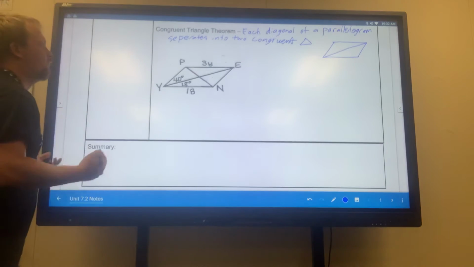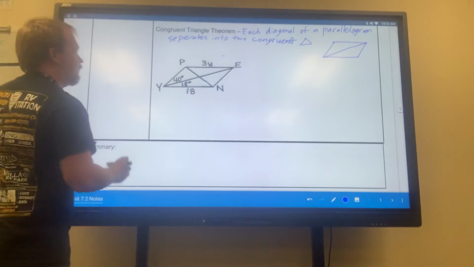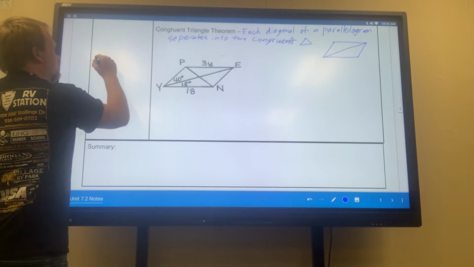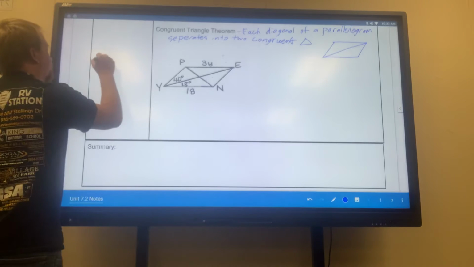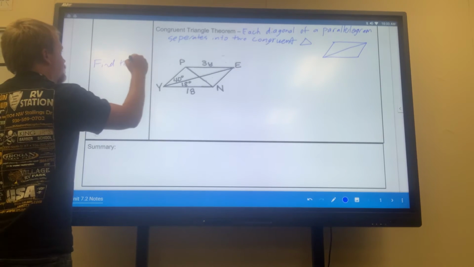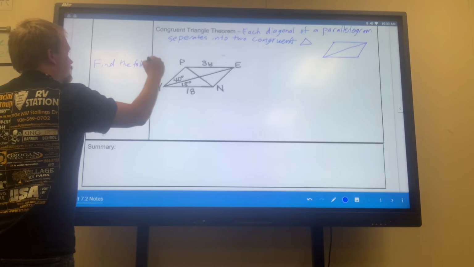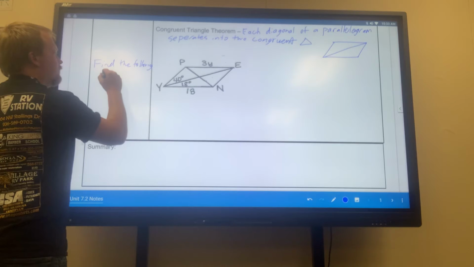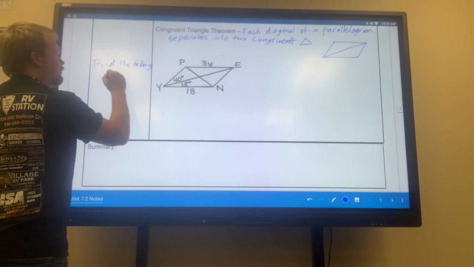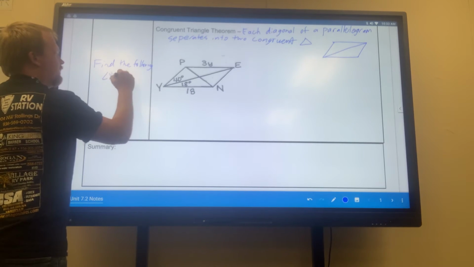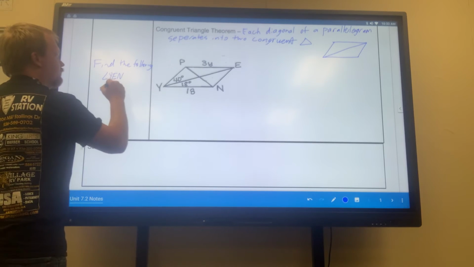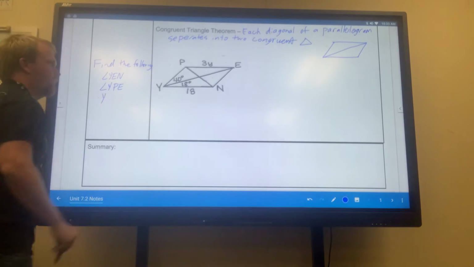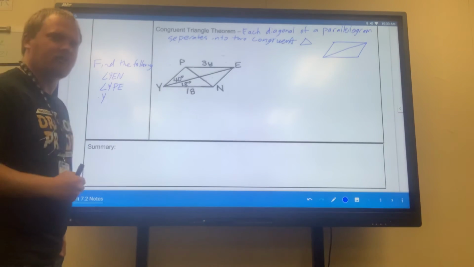Next, I want to find three different things. And I forgot to write this down. We want to find the following: angle YEN, angle YPE, and I want to find the value of Y. I want to find those three things right there.